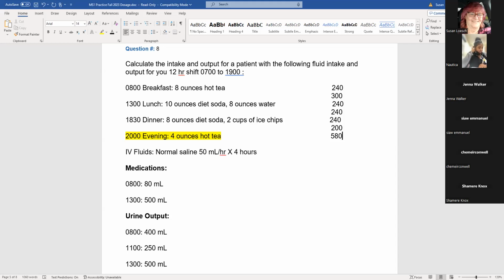Okay, what'd you get? 2,040. Everybody got 2240? No, I got 2040. Yeah, I got 2040. I'm going back through it again. Because we have 240, what is that, 4 times? Yeah, and then plus the 300, 200, 580 is 2040.